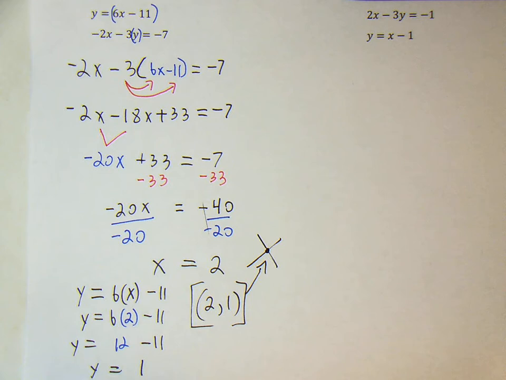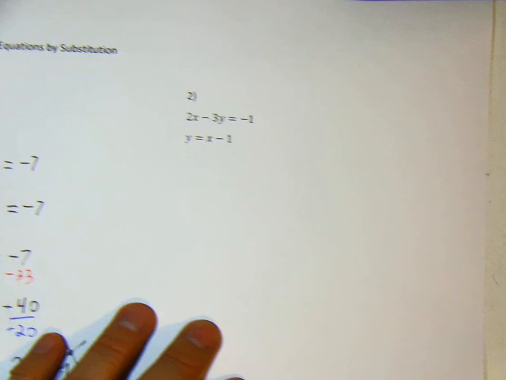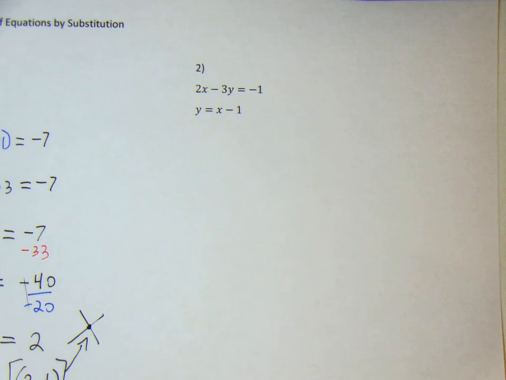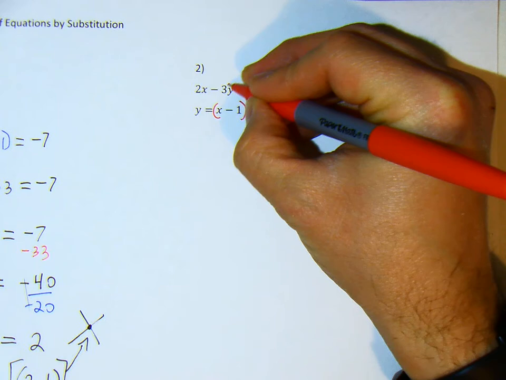I'll give you a few seconds. All right, we're going to do problem number 2 now. We have 2x minus 3y is equal to negative 1. Well, that's standard form, don't really like that. And then we have y equals x minus 1. Now, one of these equations already has a variable isolated, so half the work is already done. So whenever we see y equals x minus 1, we understand we can take this answer and plug it into this one right here. We could substitute.